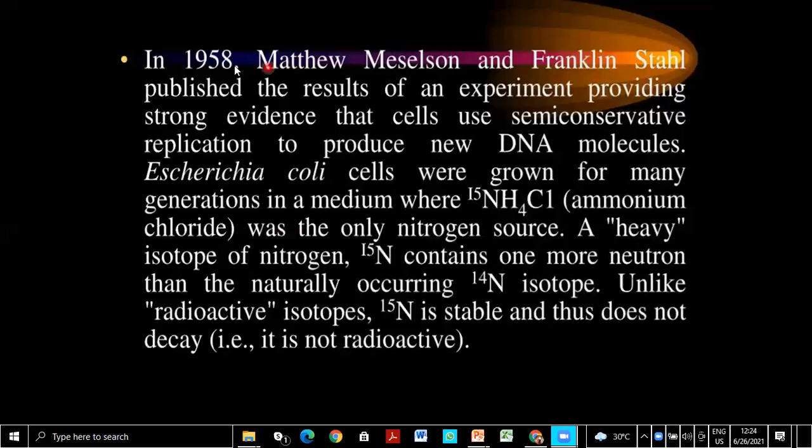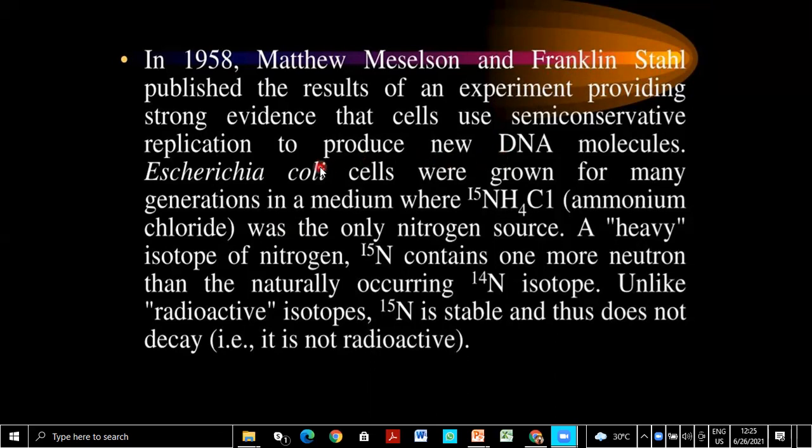Now, two scientists in 1958, Matthew Meselson and Franklin Stahl, performed an experiment. Their experiment is known as the Meselson and Stahl experiment. After doing the experiment, they published the result, providing strong evidence that cells use the semi-conservative replication mode to produce the new DNA molecule. So we have learned about the semi-conservative model, and the Meselson and Stahl experiment proves that DNA replicates semi-conservatively.